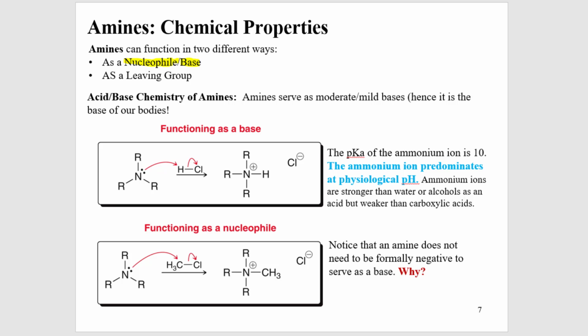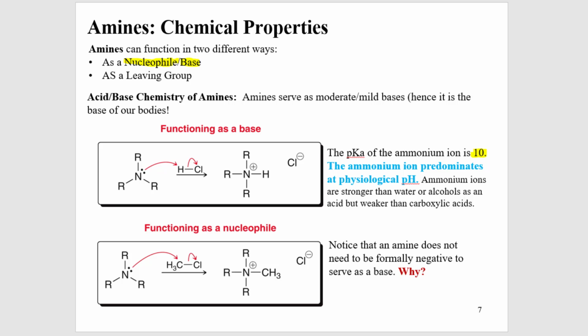So for instance, here's a nitrogen reacting with HCl, an acid, and the nitrogen is attacking the HCl and protonating itself and forming an ammonium species. The pKa of an ammonium ion is 10.